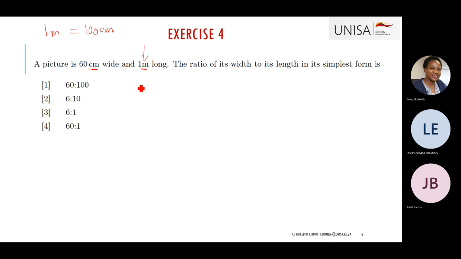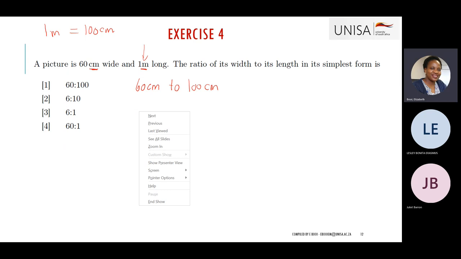tens. So we'll have 60 centimeters to 100 centimeters. Therefore, it's the same as 60 divided by 100. Are there any values that can divide into 60 and divide into 100? I think 20 can, right? 20 goes how many times into 60?